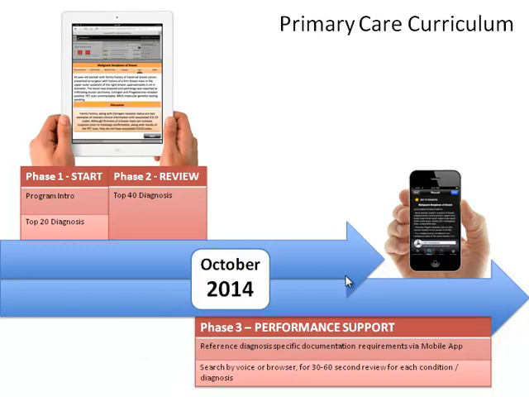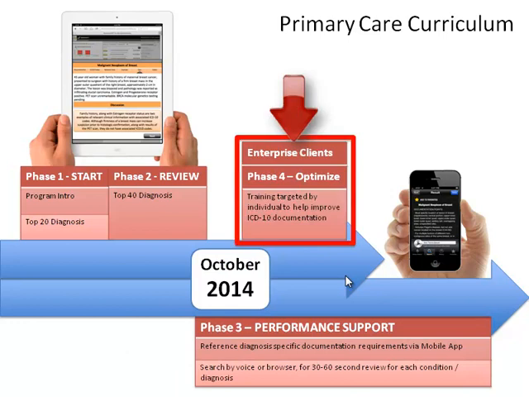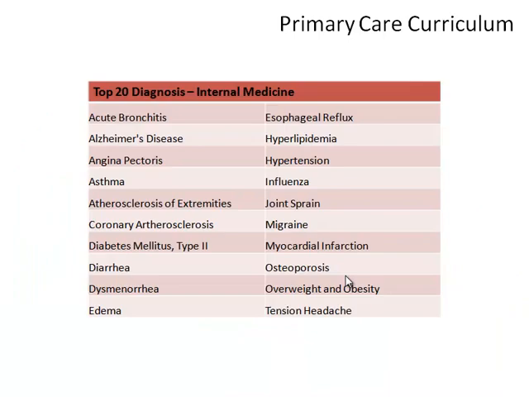Phase 4 is for enterprise clients that can use the Optimize HIT training platform to deliver targeted training to the individual physician, aimed at helping to improve their ICD-10 documentation in an efficient manner that is protective of their time. They can also use the Optimize HIT training platform to deliver training on their EHR or other related health IT applications, which will very closely align with the needs of successfully documenting in ICD-10.